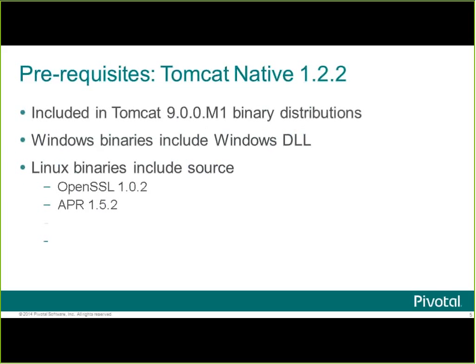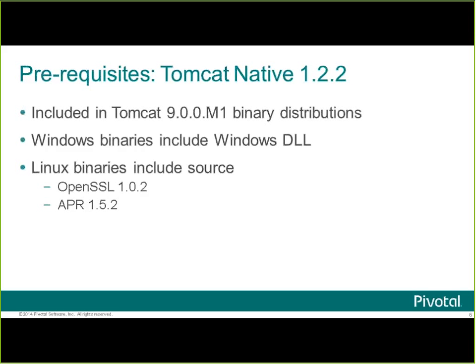Just a little bit more detail on the native connector. It is included in the 9.0.0.M1 binary distributions. If you've got a Windows binary distribution, then the Windows DLL, a precompiled DLL, will be included. Make sure you get the right Windows distribution for the JVM you're using. If you're using a 32-bit JVM, you need the 32-bit Windows distribution. If you're using a 64-bit JVM, you need the 64-bit Windows distribution.